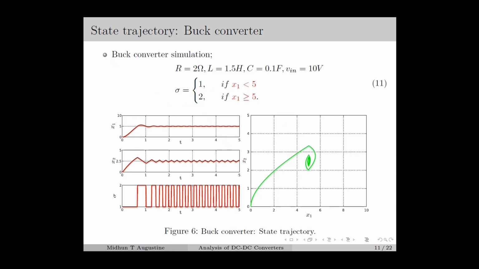The states and switching signal for this switching scheme are given in figure 6, which also shows the plots of the state trajectory in green color. Here we can see that once x1 reaches 5, we will be switching between subsystems 1 and 2 in order to maintain x1 at 5, which results in the steady state oscillations in x1 and x2, which we also call the ripples.